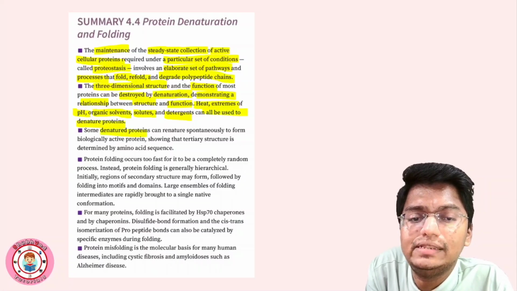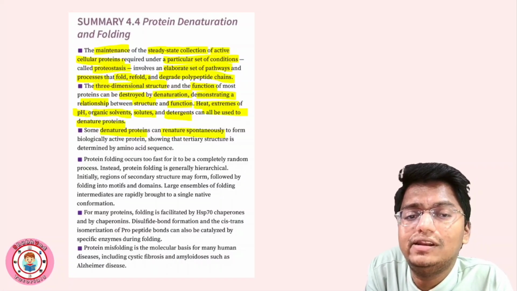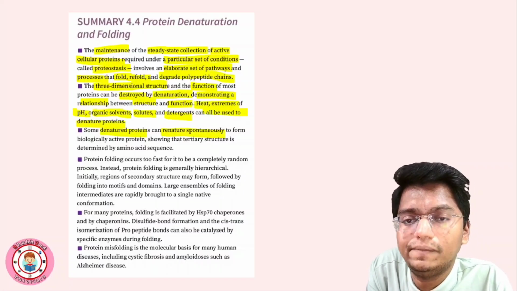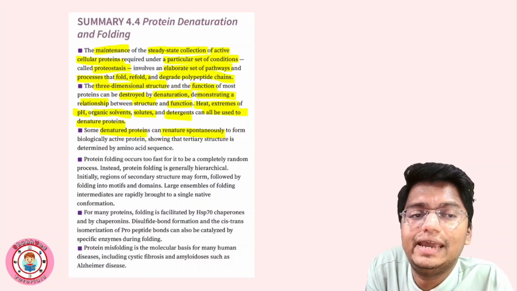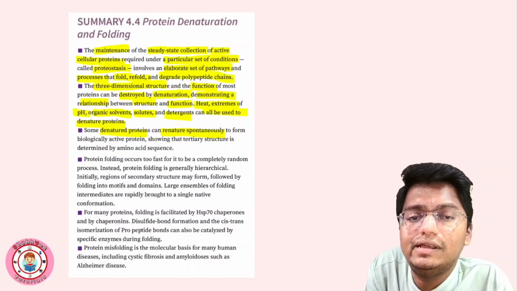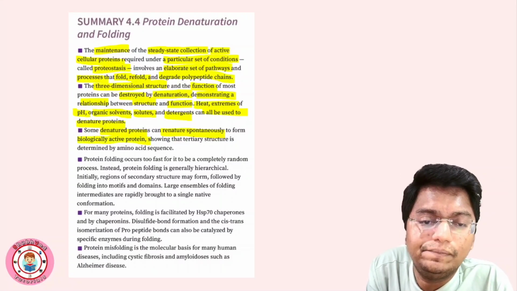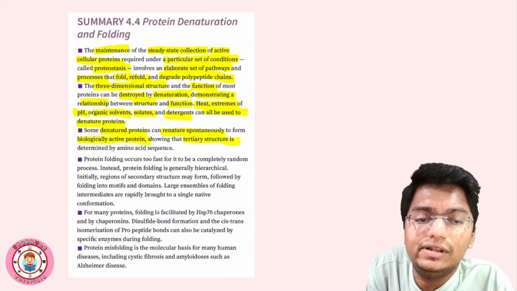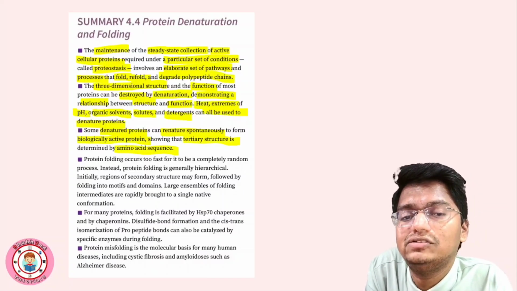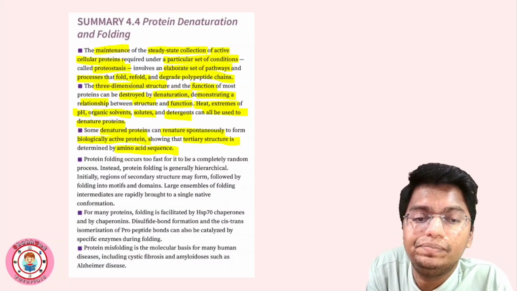Some denatured proteins can renature spontaneously. मतलब कुछ प्रोटीन्स डीनेचर करने के बाद रीनेचर फिर से हो सकते हैं. मतलब they can regenerate themselves from denaturation to renaturation to form biologically active proteins again, showing that tertiary structure is determined by amino acid sequence. Right now, tertiary structure is also determined by amino acid sequence, the composition, what amino acids are there.